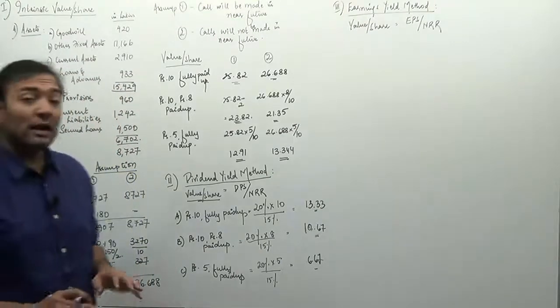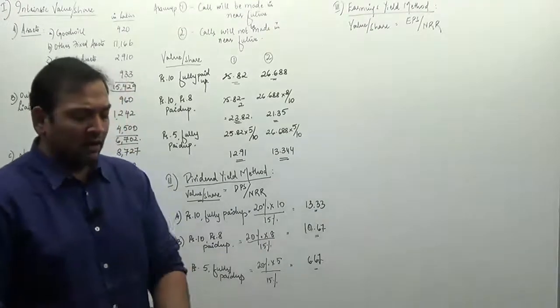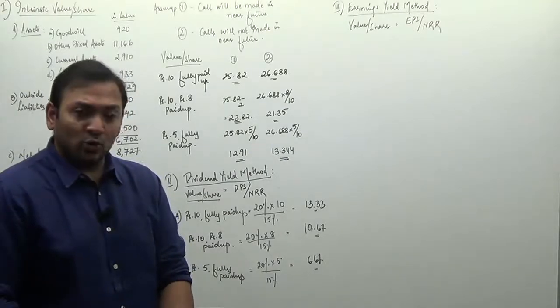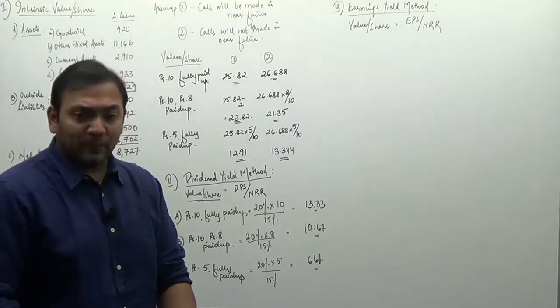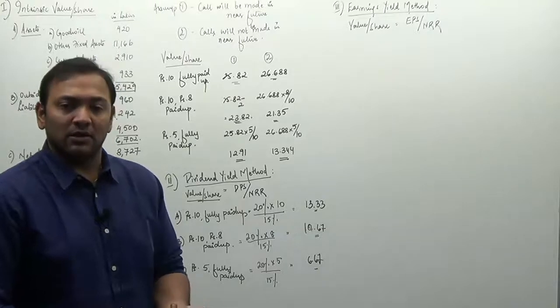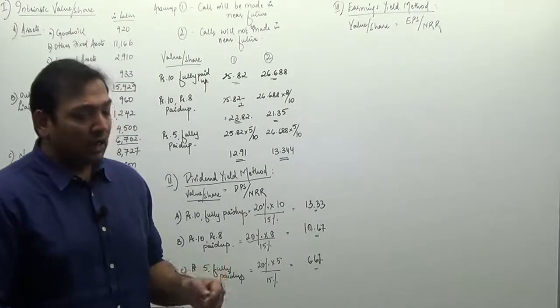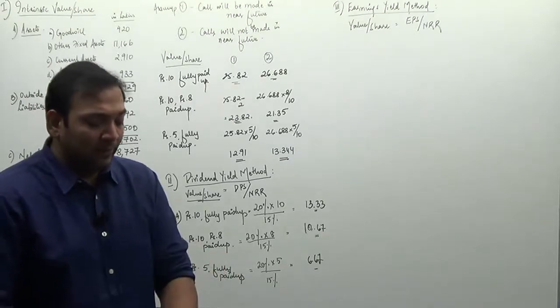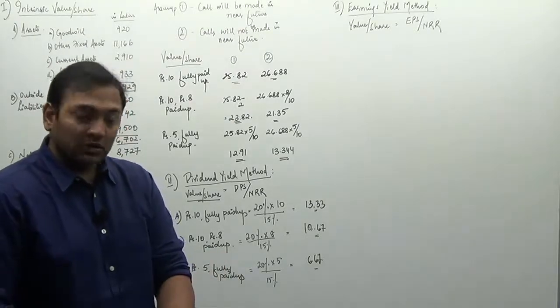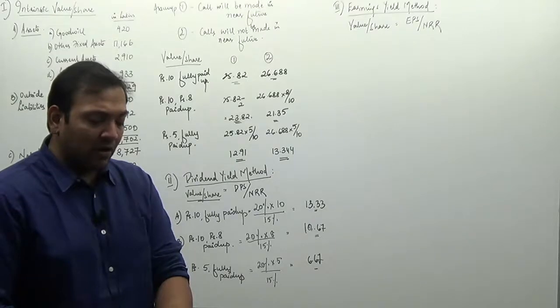Guys, he did not give you NRR. Okay, you can calculate NRR. See, if I am earning 2 rupees as EPS on 10 rupee share, then my NRR is 20%. As simple as that. So NRR is 20. But what is the EPS of this company? Now, 1371 lakhs as your profits.